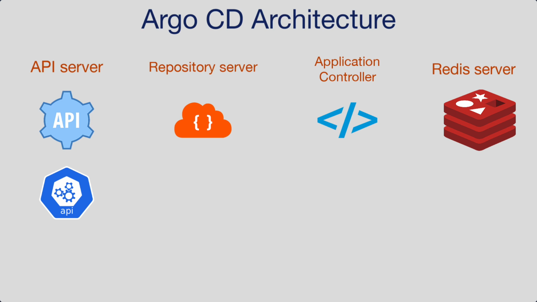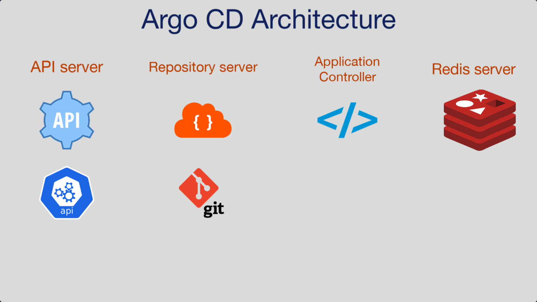The repository server is responsible for managing the Git repositories that contain the configuration and deployment information for the application and infrastructure deployed in the Kubernetes cluster. The repository server interacts with Git to retrieve the configuration and deployment information, and it stores this information in the local cache for faster access.